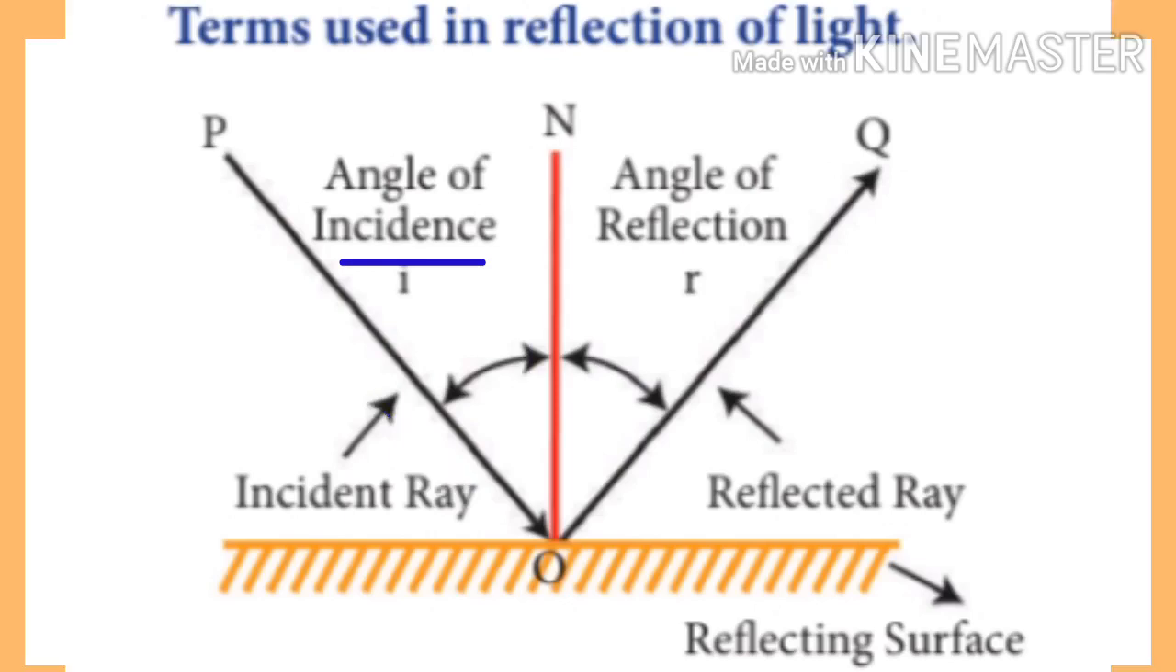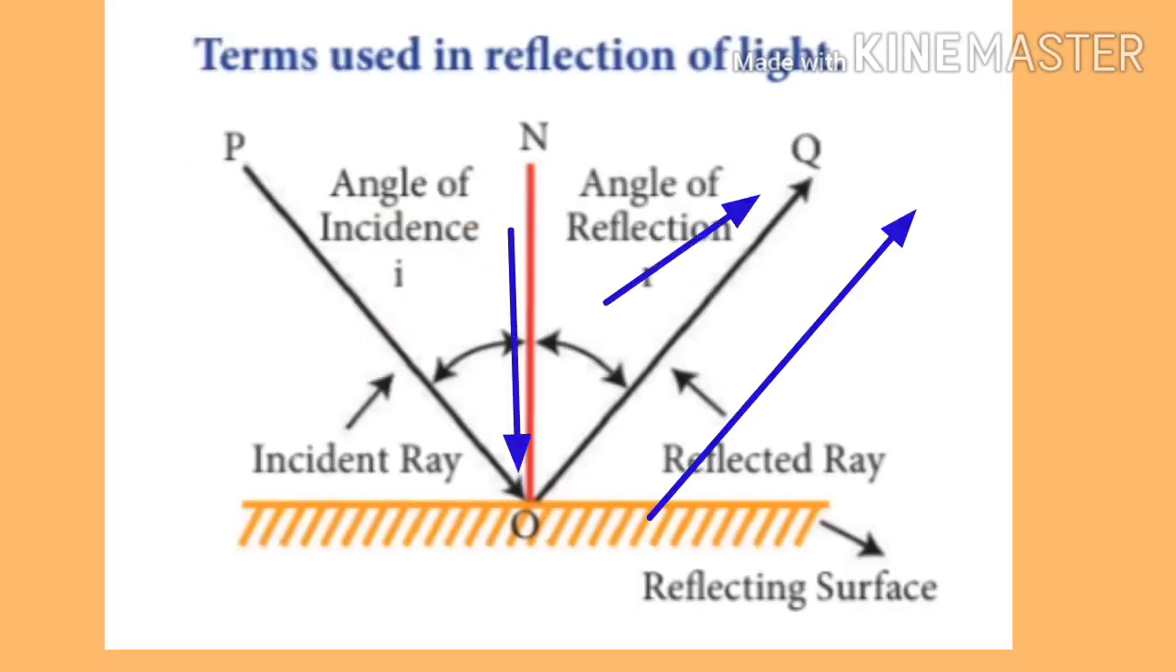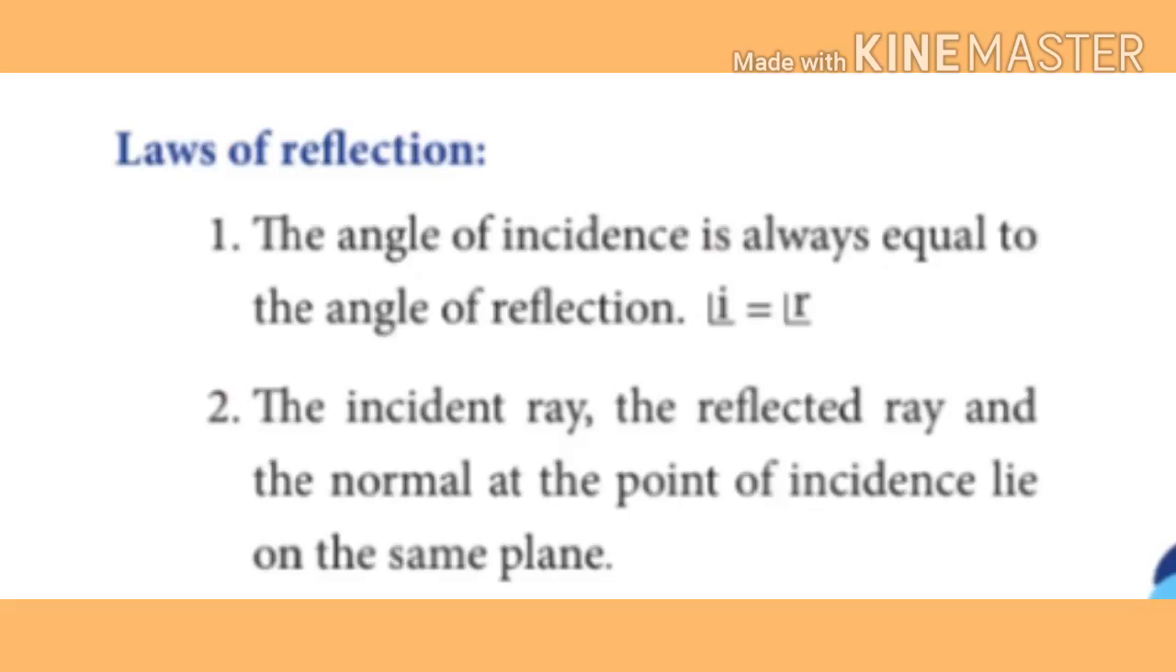It is denoted by angle i. Angle of reflection. The angle formed between the reflected ray OQ and the normal ON is the angle of reflection. It is denoted by angle r. Law of reflection: the angle of incidence is always equal to the angle of reflection. Angle i is equal to angle r.